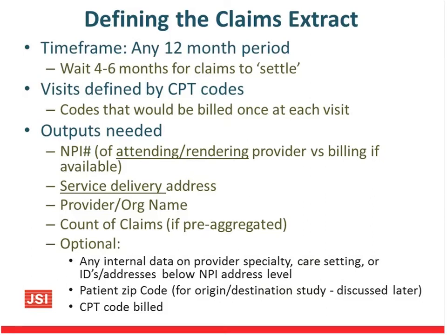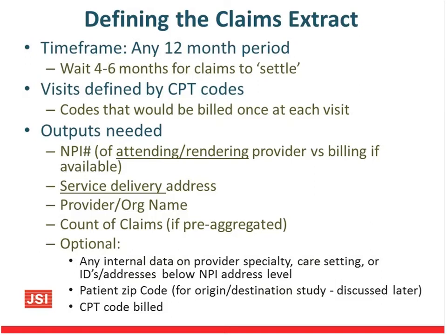The outputs that are needed, and again, I already sort of said this, at minimum, you need the MPI number for the provider and the service delivery address. If you have those two things and nothing else, you can more or less segregate your claims out and count the claims you'll need. It's nice when you have some additional information.